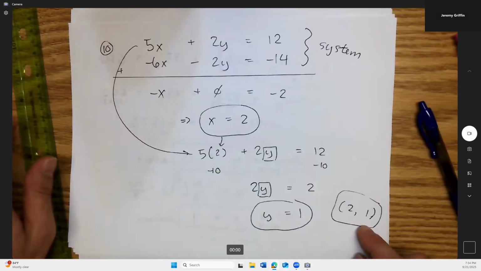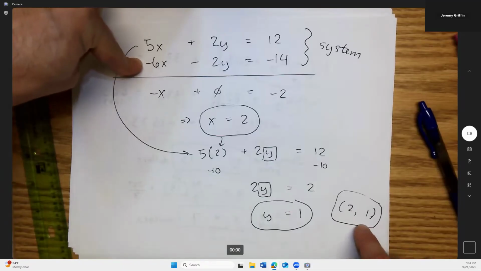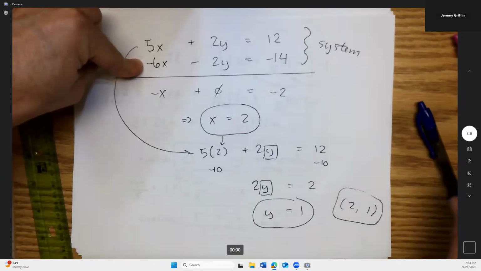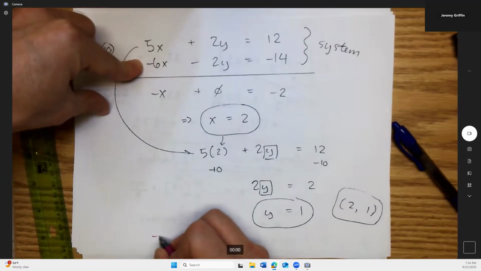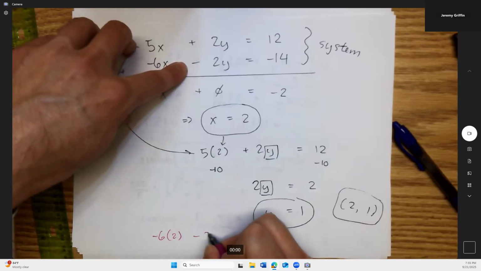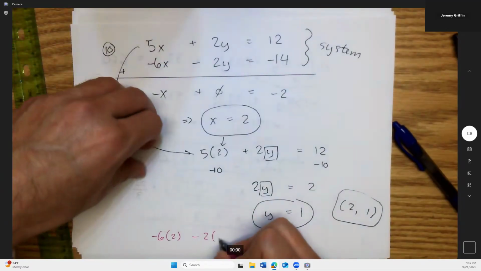Here's the last check I want to do. We take the other equation, plug in the solution, and make sure it totals to negative 14. It should. So I'll do that down here. I've got negative 6 times x, which should be 2, minus 2 times y, which should be 1.